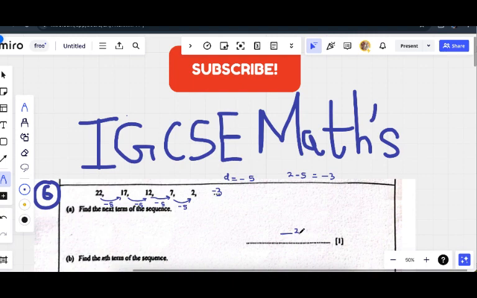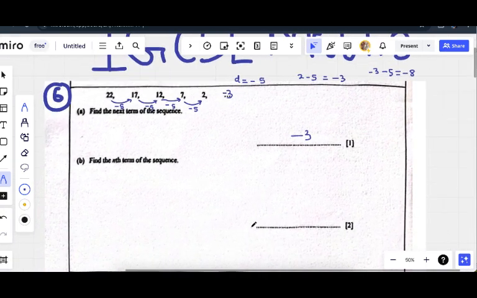But if we want to expand a little bit, let's assume they ask us to find the next 2 terms. So we simply do another step: -3 minus 5. We get -8. So if they had asked us for another term, the term would have been -8. But for this question, it's just the next term.